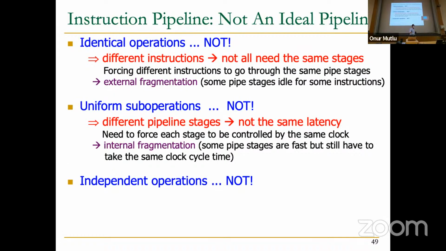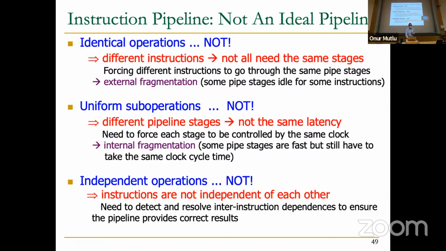And actually, this happens a lot in machines. If one pipeline stage has a longer critical path than other pipeline stages, you waste the clock cycle in other pipeline stages. That's why you cannot perfectly partition the work also. And independent operations: instructions are actually not independent of each other, and we're going to focus a lot on this today and tomorrow.